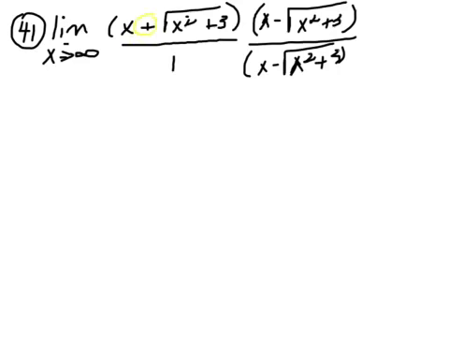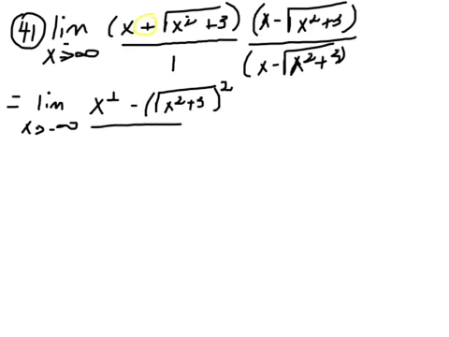Okay? So now what's going to happen is I'm going to get the limit as x approaches negative infinity. And then on the top, remember this is a difference of two squares pattern. So a plus b, a minus b, where the x is your a and your b is this radical, the square root of x squared plus 3, would be equal to a squared, which is x squared, minus b squared. Well, b is the square root of x squared plus 3, but if I square it, I'm just going to get that expression back. And on the bottom, I've got 1 times x minus the square root of x squared plus 3.